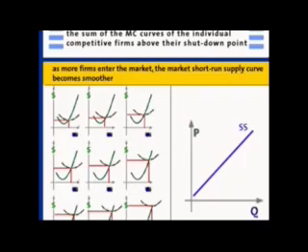Now what we'll do is we'll take this information about the short-run supply curve, put it together with the demand curve, and show you how the market adjusts to changes in the short run, and how those adjustments influence what individual firms in the market choose to do.